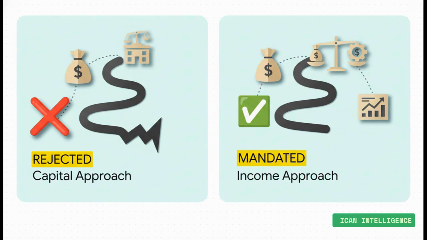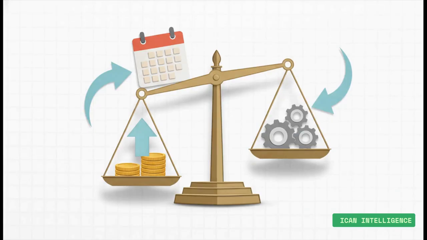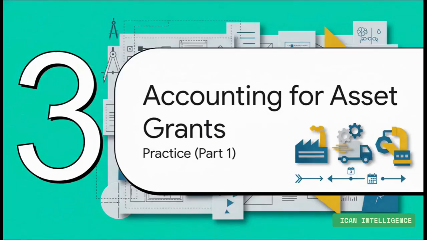Now, IAS 20 is very, very clear. It completely rejects the capital approach. It's off the table. So that brings us to the single most important principle in this entire standard. The income approach is mandatory. And what does that really mean? It means we match. It's all about the matching principle. You recognize the income from the grant in the very same periods that you recognize the expenses the grant is intended to compensate. Okay, enough theory, let's make this real.